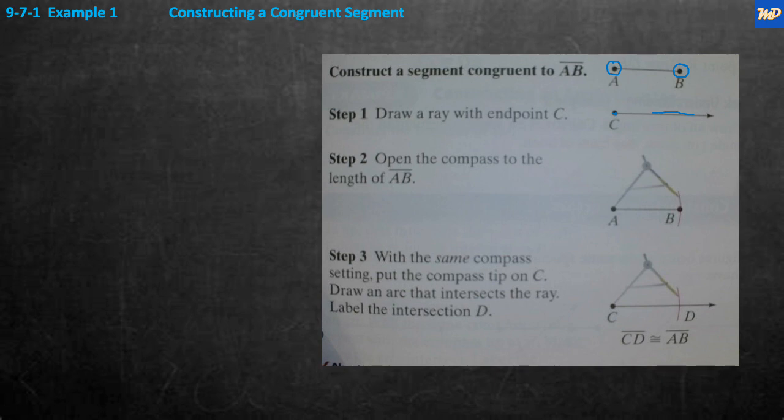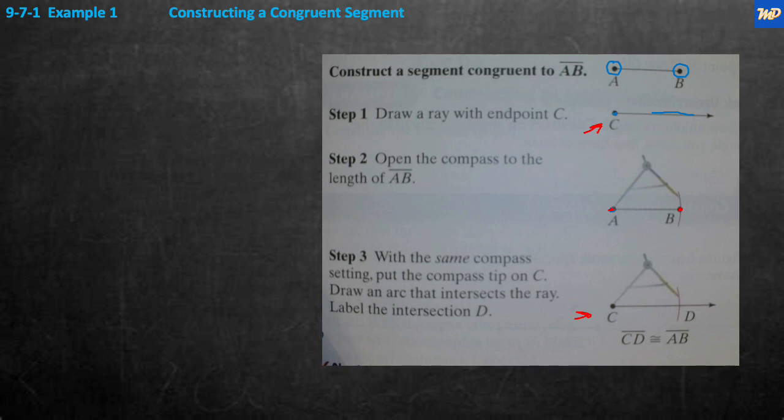Okay, so this is constructing a segment congruent to AB. Well, here's AB, the length. So we're going to put the compass, as they're showing right here, on A to B. They measured this out with the compass, and now they know exactly how long this segment is. So now they're going to transfer it. We go back to the line we drew with the C, which happens to be down here now.